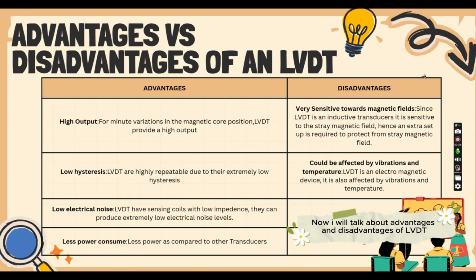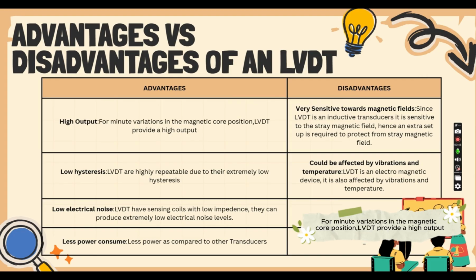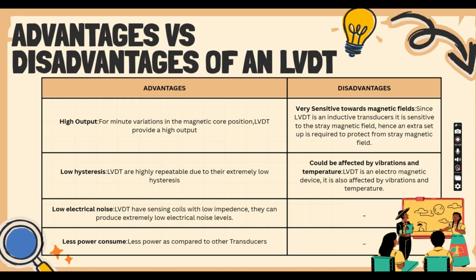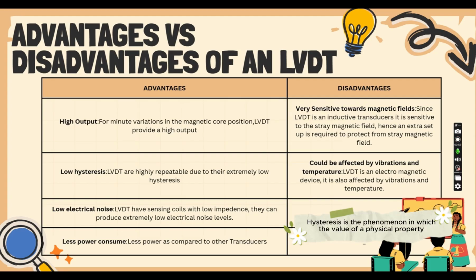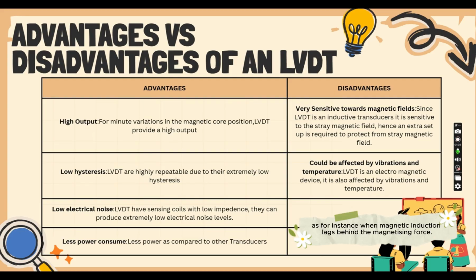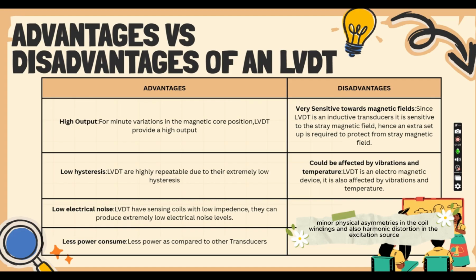Now I'll talk about the advantages and disadvantages of LVDT. For minute variations in the magnetic core position, LVDT provides a high output. Besides, LVDTs are highly repeatable due to their extremely low hysteresis. So what is hysteresis? Hysteresis is the phenomenon in which the value of a physical property lags behind changes in the effect causing it. For instance, when magnetic induction lags behind the magnetizing force.